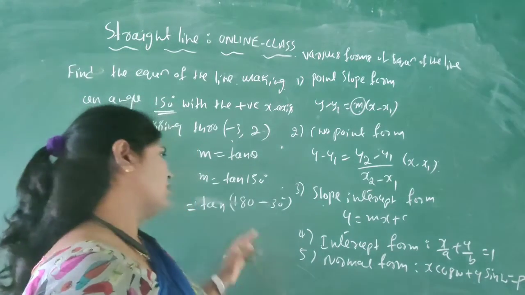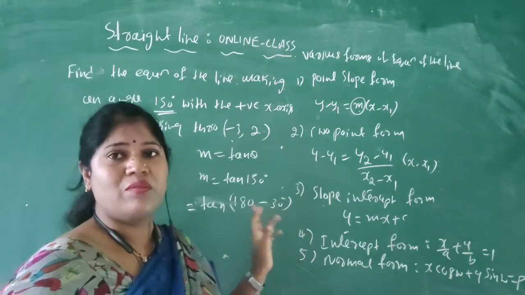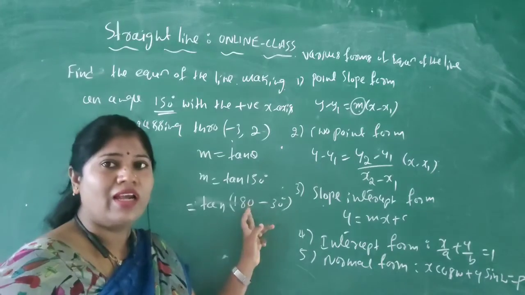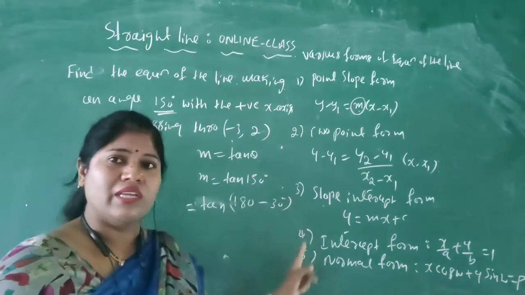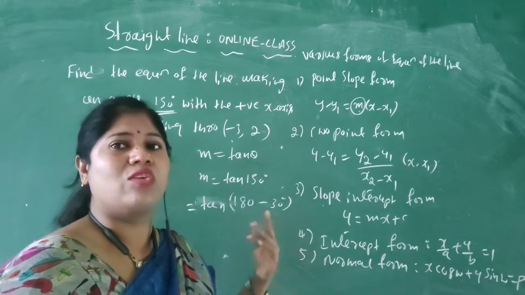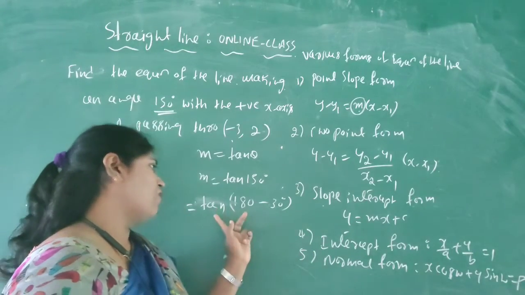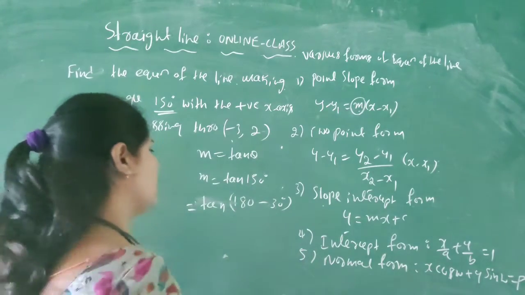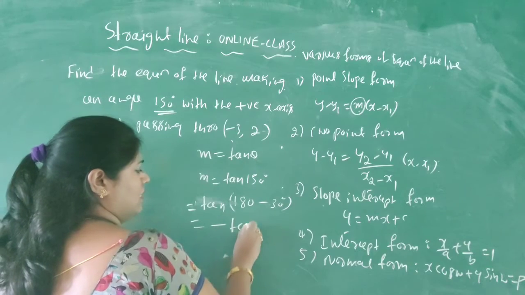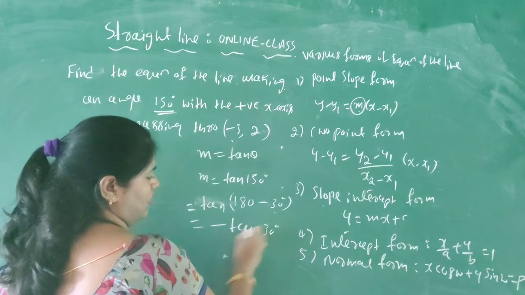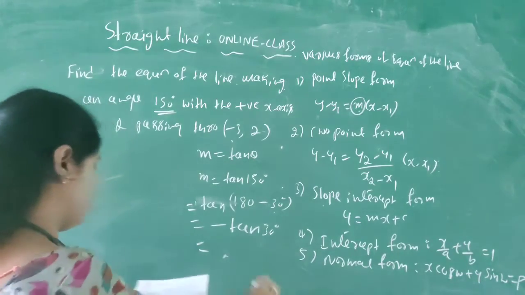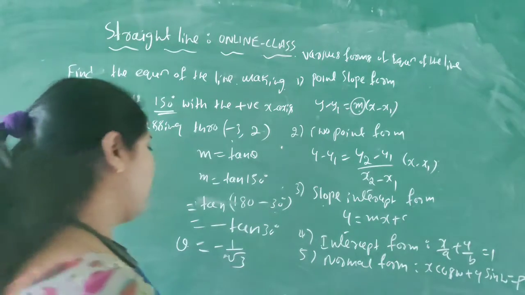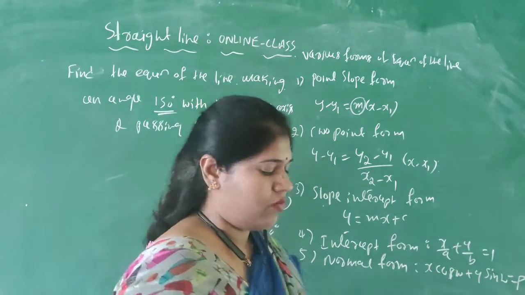Why is it minus tan theta? Because 180 degrees minus theta lies in the second quadrant. In the second quadrant only sin theta and cosecant theta are positive. Therefore tan theta is not positive in the second quadrant, so it is minus tan theta. Here theta is 30 degrees, and tan 30 degrees is 1 by root 3, so m is minus 1 by root 3.